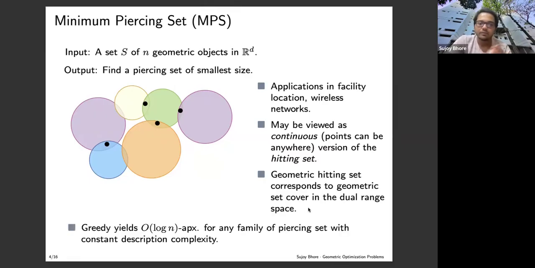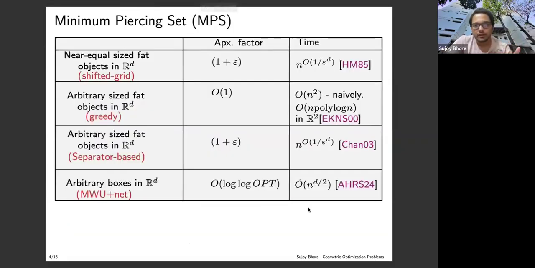So we know from the greedy algorithm for set cover, and also for hitting set, that there exists a log factor approximation for any family of piercing sets with constant description complexity. Over the years, the objective has been to get better and better approximation algorithms. For example, for near equal size fat objects in d-dimensional Euclidean space, Hochbaum and Maass showed that there is a 1 plus epsilon approximation with running time on the order of (1/epsilon)^d.